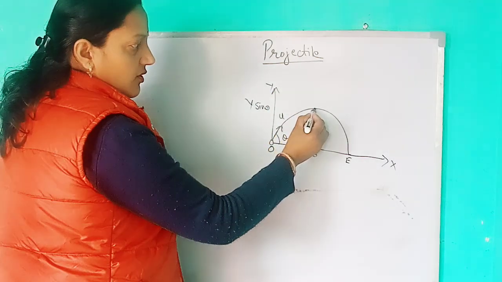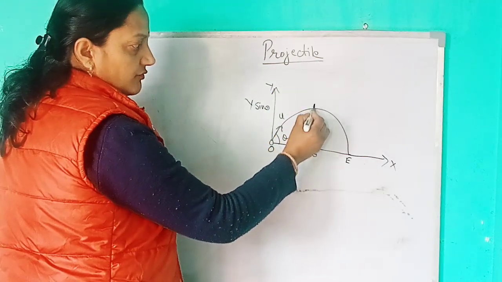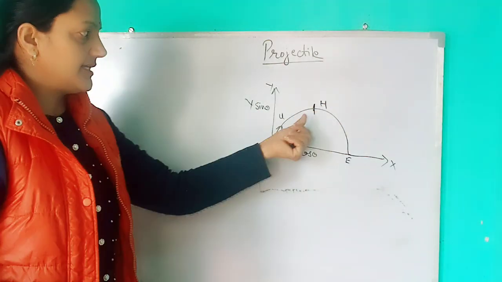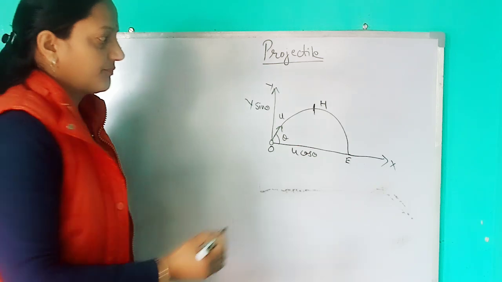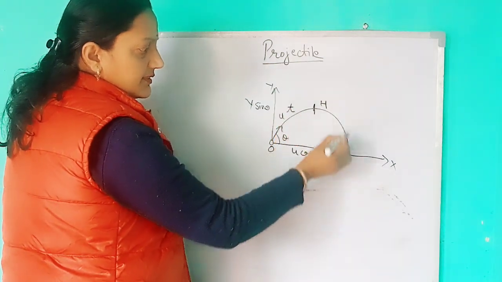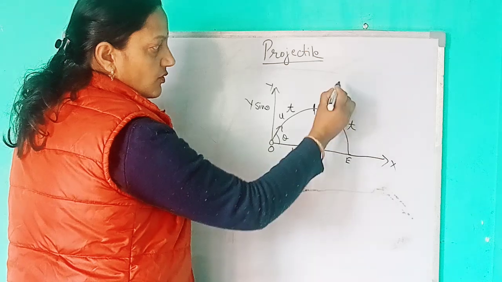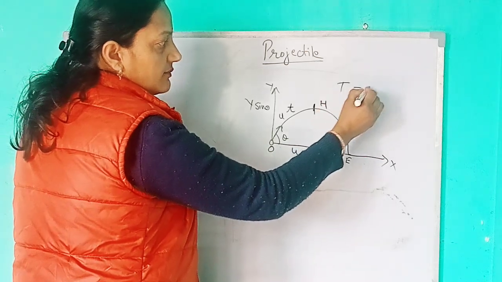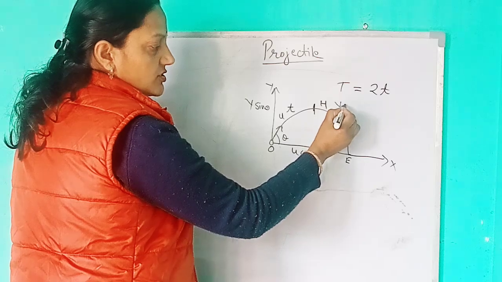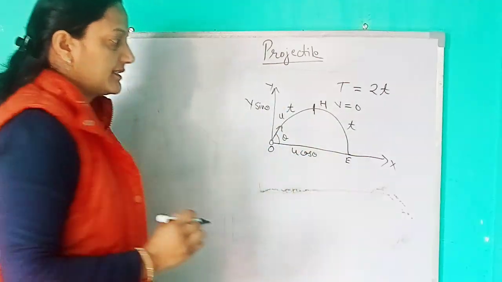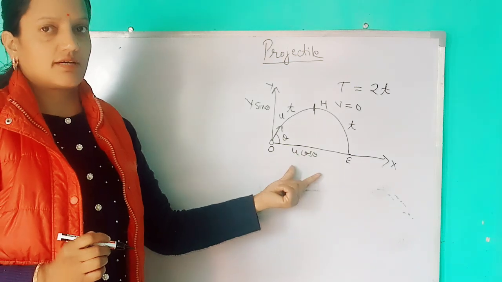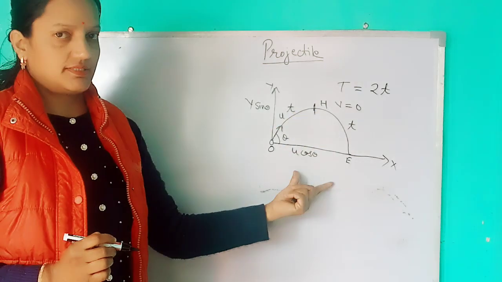After reaching the midpoint, the ball is at its maximum height, denoted by h. It takes a time small t, and after that it also takes a time small t, so the total time will become 2t. At the maximum height the vertical velocity will be equal to 0, but the horizontal component u cos theta will be the same at every point.